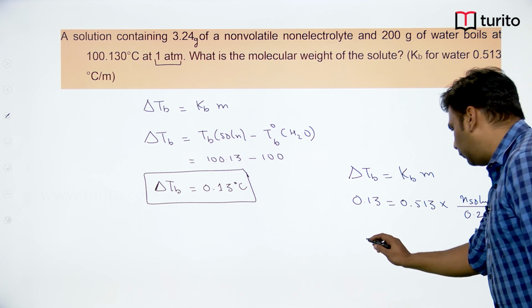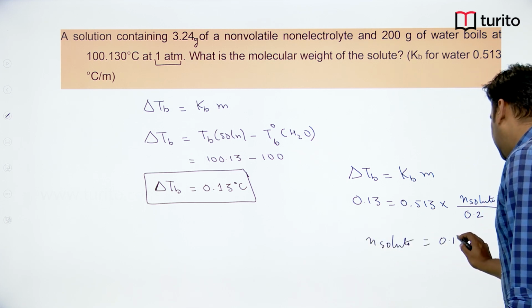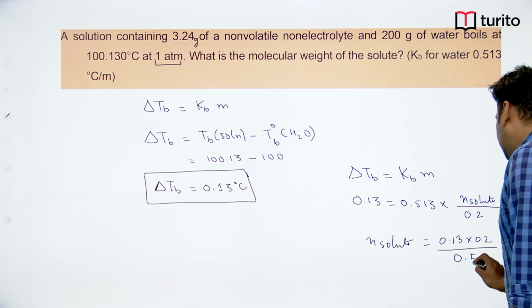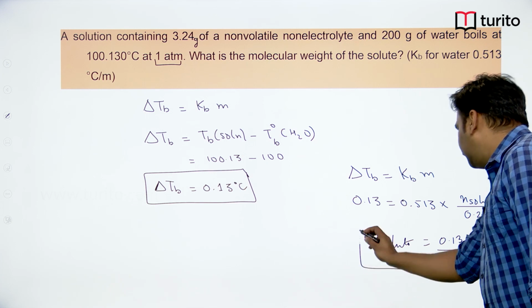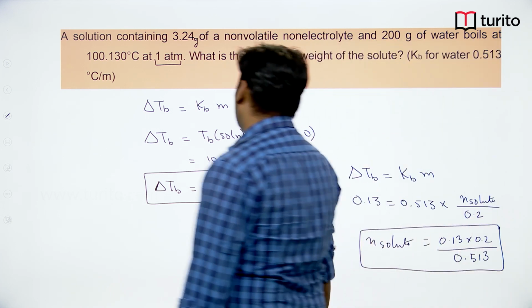So we can get the number of moles of solute as 0.13 into 0.2 divided by 0.513. Okay, so we have got the number of moles of solute. From there we can get the molar mass of the solute.